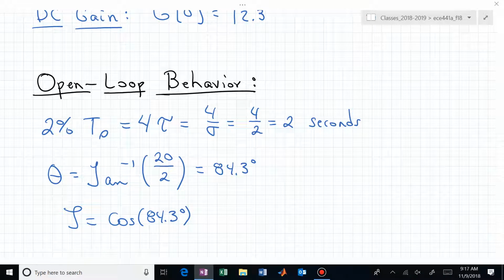So cosine of 0 is 1. Cosine of 90, too much shaking going on. Cosine of 90 is 0. So we are expecting to be closer to 0. If we compute that, we end up with zeta of 0.1.